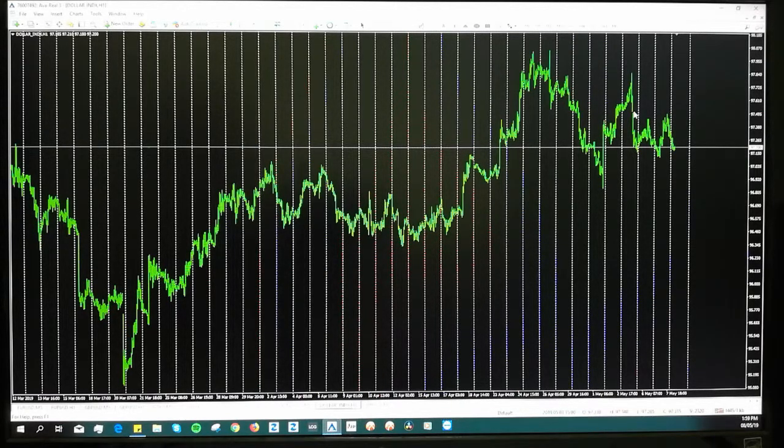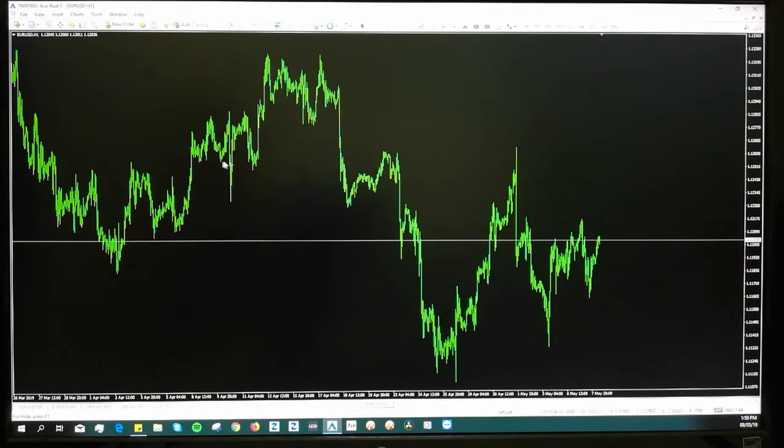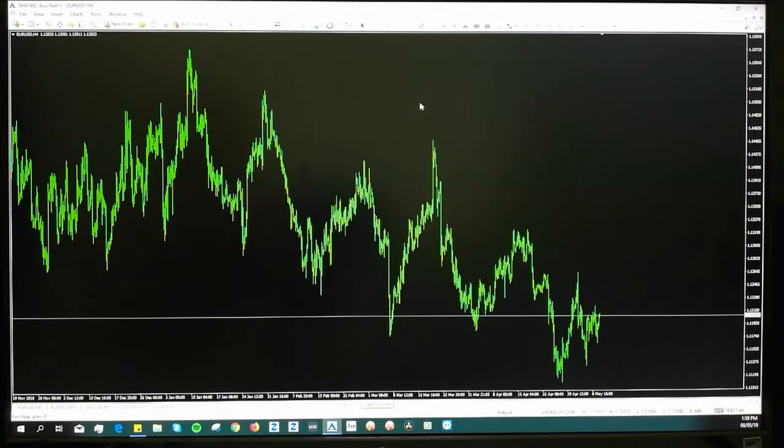So how does it relate to your Euro USD? Take a look. This is your H1. All right, so we go back to March as well. So we take an H4. On H4 you can see the same thing. That is what I mean.